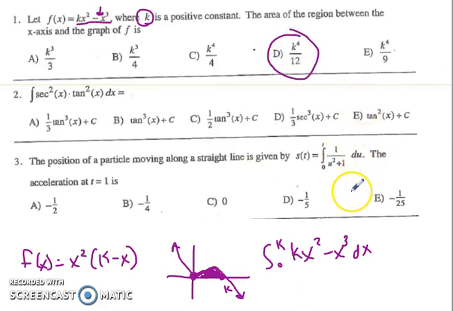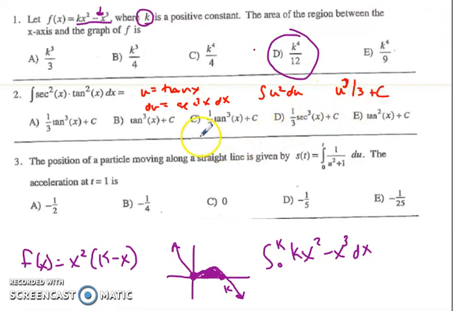All right, for number 2, you can do this through u substitution. And I'll just point out that if you do u substitution, your u is tangent x, and your du is secant squared x dx. So you're just integrating u squared du, which integrates to u cubed over 3 plus c. So it's tangent cubed over 3 plus c.